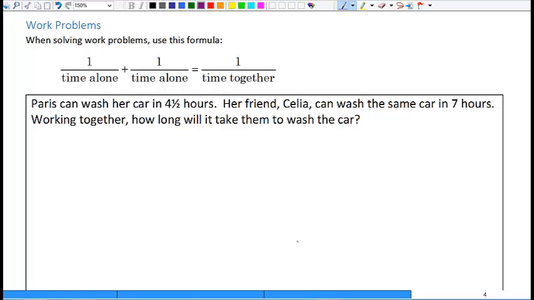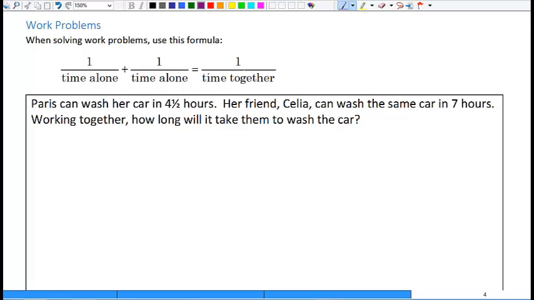Our next type of problems are called work problems. When we're solving work problems, we have two people working together, or maybe even three, or sometimes working against each other. When we're trying to work together, we're taking 1 over the first person's time plus 1 over the second person's time equals 1 over the time together.